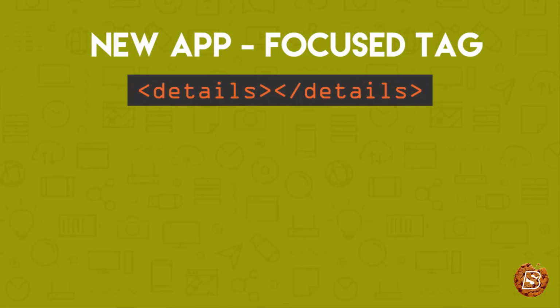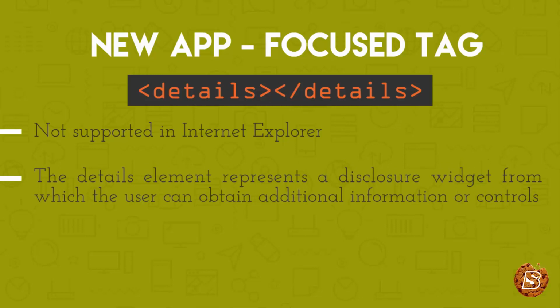Then we have the details tag. Now this one is not yet supported in Internet Explorer, and the details element represents a disclosure widget, or you can say accordion widget, from which the user can obtain additional information or controls. The details tag basically can be used to create an interactive widget that the user can open and close. Any sort of content can be put inside the details tag.